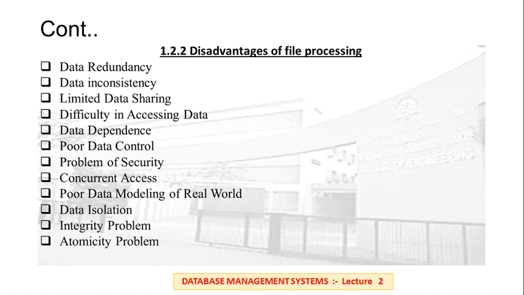The limitations of file processing systems are as follows. First is data redundancy. So what is data redundancy? Data redundancy is defined as follows: sometimes, as per the requirement, the same data may be stored in multiple files.